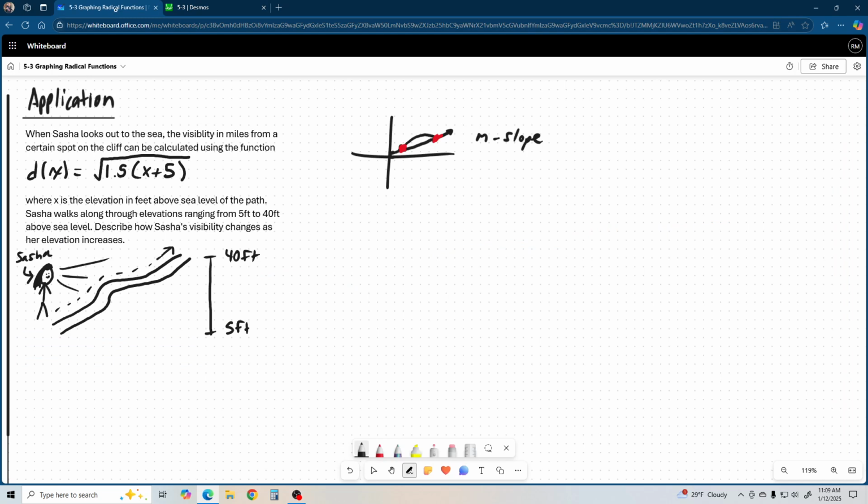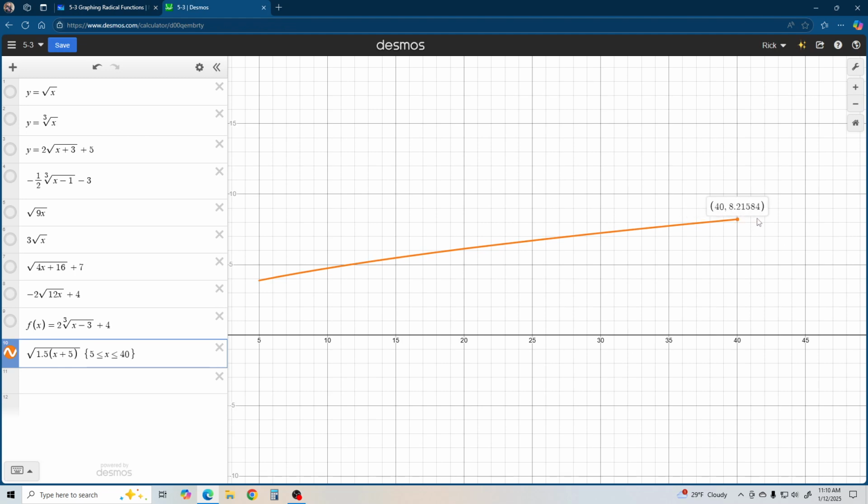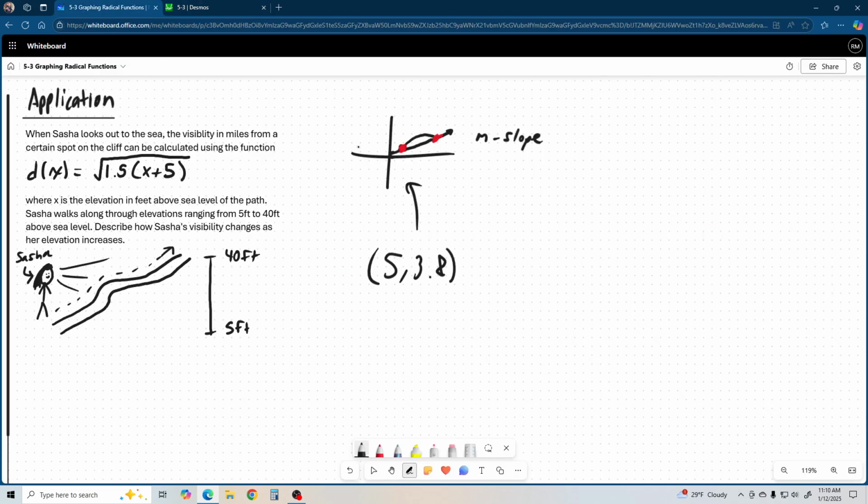So we have 5, comma, let's just do 3.8. Let's just round it off. So 5, comma 3.8 is this point right here, right? And our other point is going to be, what, 40? So 40, comma, let's just say 8.2. Sound good? So 40, comma 8.2, right?